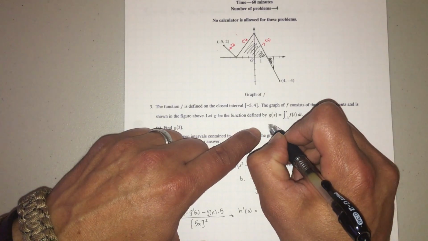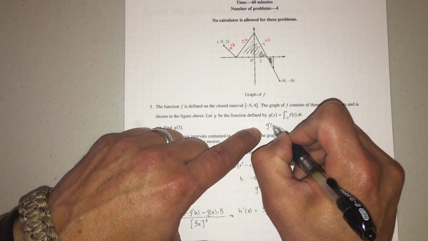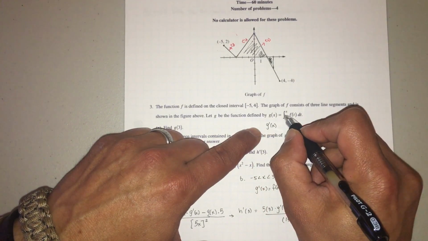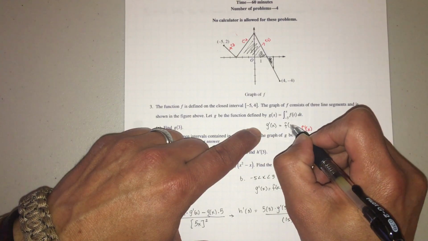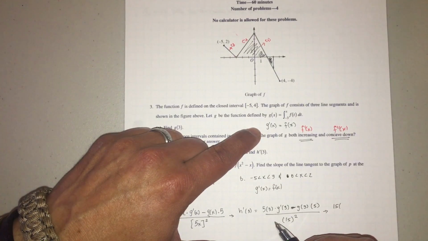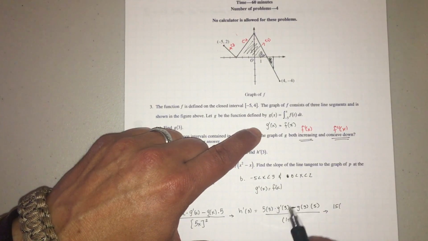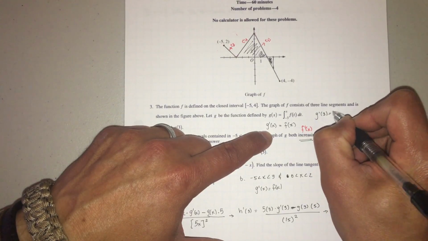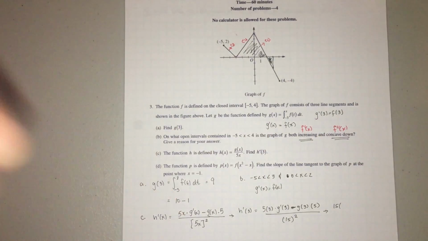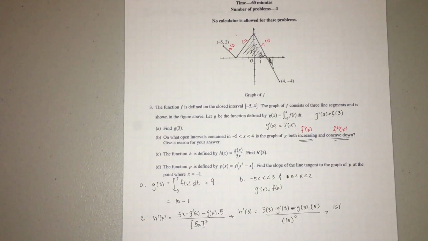So remember, if you take the derivative of this guy, g prime of x, that means you take the derivative of the antiderivative. That cancels out. So you're left with f of x. Okay, so you see how I did that? So now I can plug in the 3. So g prime of 3 is equal to f of 3.